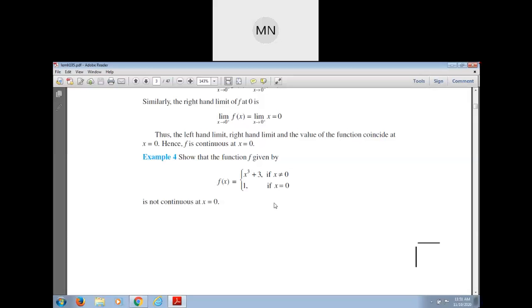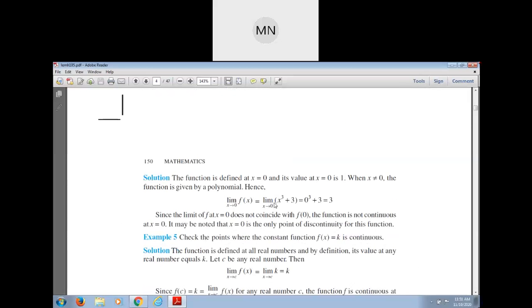Because here f of 0 is what? F of 0 is 1. Isn't it? F of 0 is 1, but limit x tends to 0, f of x is what? 3. Isn't it? Limit x tends to 0, f of x equals 3, and f of 0 is what? It is 1. Now, is it equal?